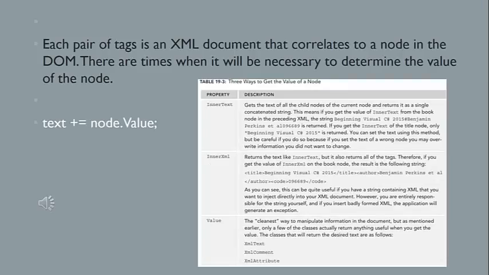Each pair of tags is an XML element that correlates to a node in the DOM. There are times when it will be necessary to determine the value of the node. As you can see in the table, there are 3 ways commonly used to get the value of the node: InnerText, InnerXml, and Value.